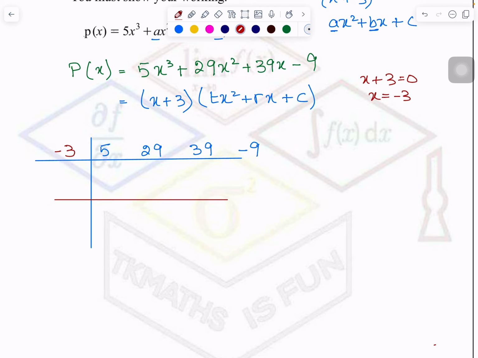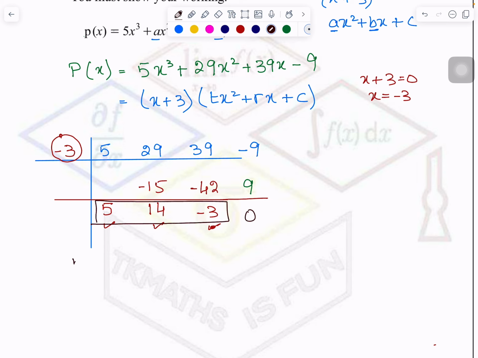So the technique is that you copy down the first coefficient as it is. Now minus 3 multiplied by 5 is minus 15. Now 29 minus 15 is 14. Now 14 times minus 3 is minus 42. And minus 42 plus 39 is minus 3. Then again minus 3 multiplied by minus 3, because you multiply this minus 3 by these numbers to get the next number. This is the way it is done. So minus 3 times minus 3 is 9. Okay, so minus 9 plus 9 is what? 0. So this actually gives you your quadratic equation.